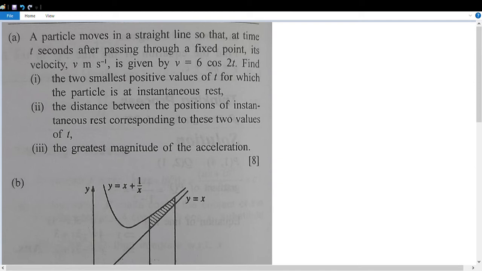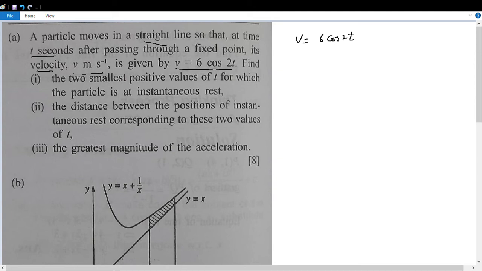So this question is of kinematics. A particle moves in a straight line, so that at time t seconds after passing through a fixed point, its velocity v meters per second is given by v is equal to 6 cos 2t.